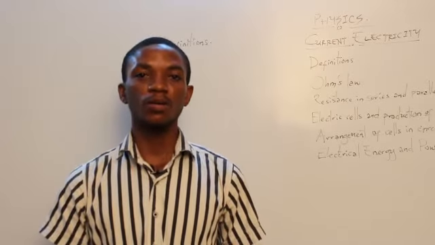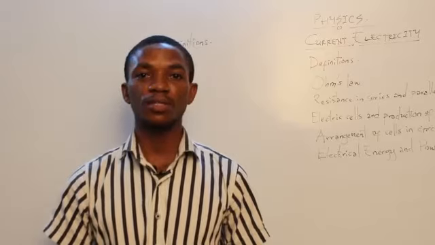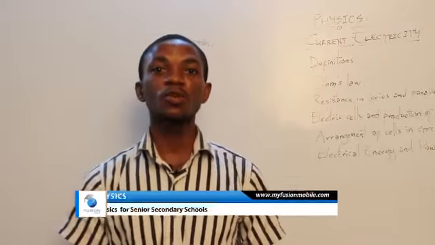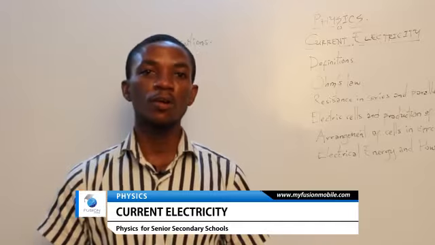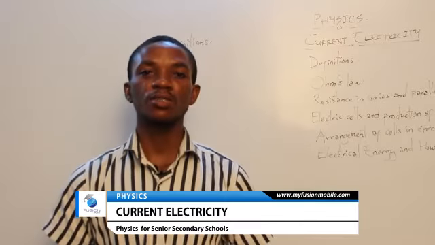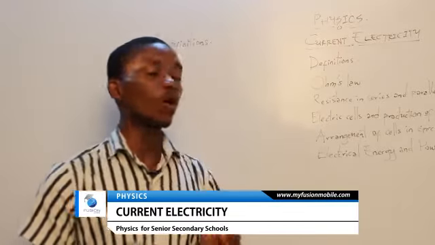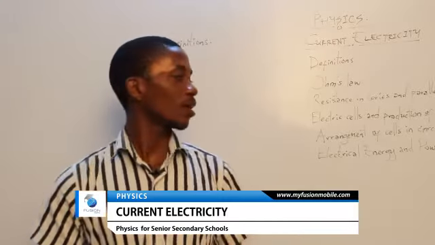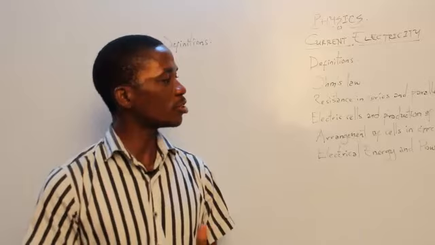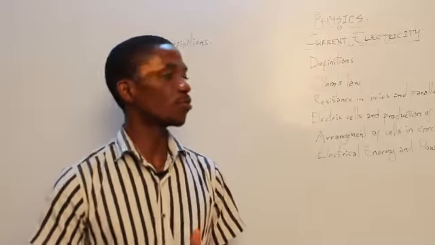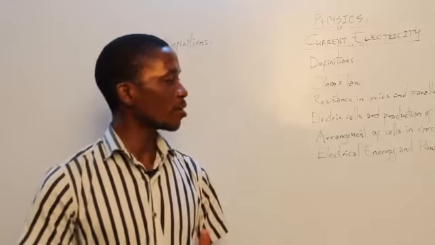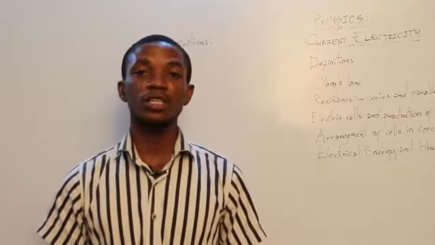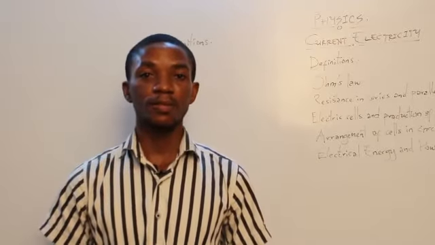My name is Sonia Olaoluwa and I'll be guiding you through physics. Today we'll be considering current electricity and we'll look at the definitions of electric current, potential difference and resistor. We'll also look at Ohm's law before we consider the resistance in series and parallel, after which we'll talk about electric cells and production of current. Then we'll look at arrangement of cells in circuits, and finally electrical energy and power. Let's begin.